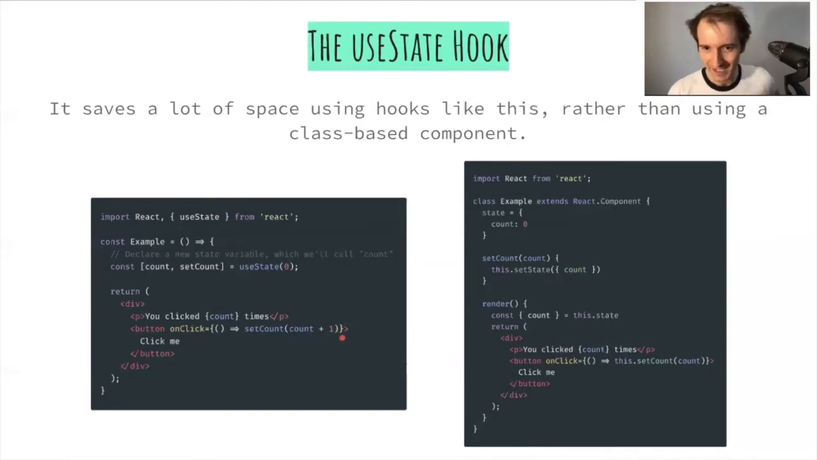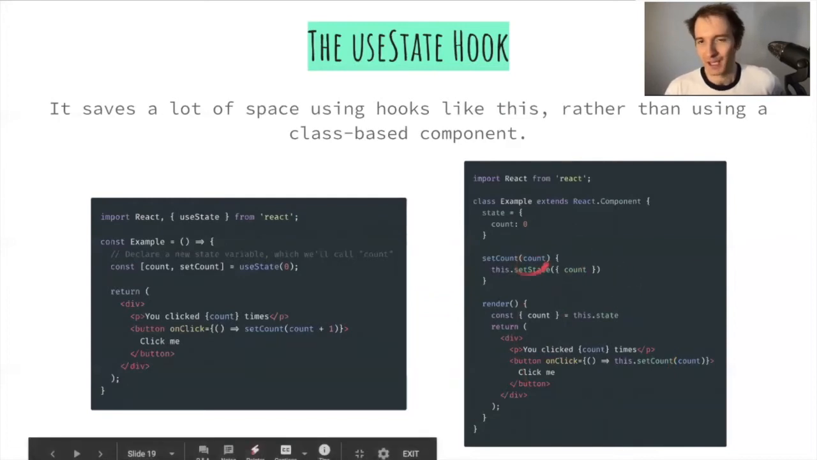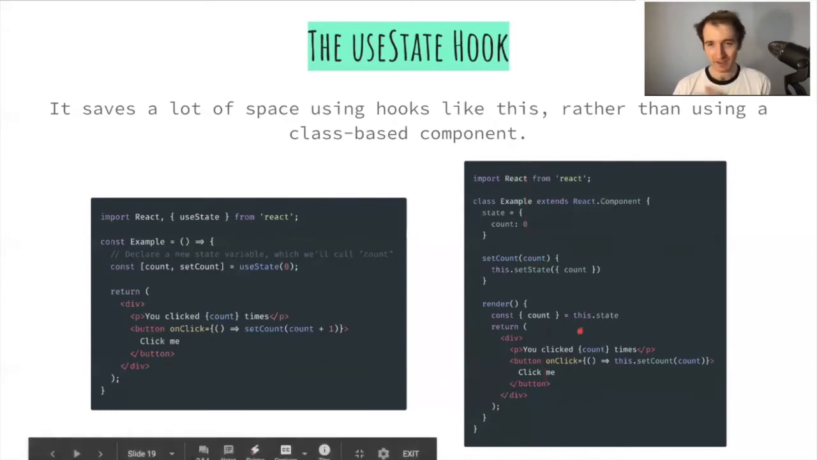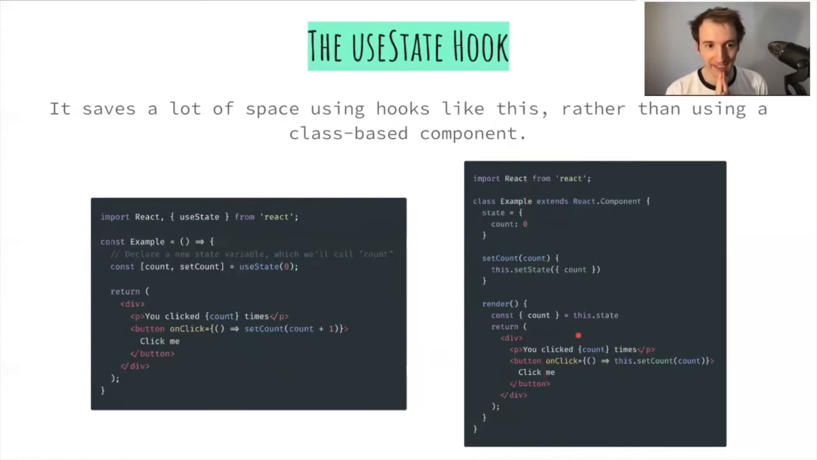And then up here, we have to use this.setState. We can't directly mutate the value of state. We always have to use this.setState function to update the value of the state. So we're passing in an object. We're using ES6 syntax here to say, okay, I want to set the value of count to whatever we pass in as this argument called count. So this whole thing becomes quite messy quite quickly.